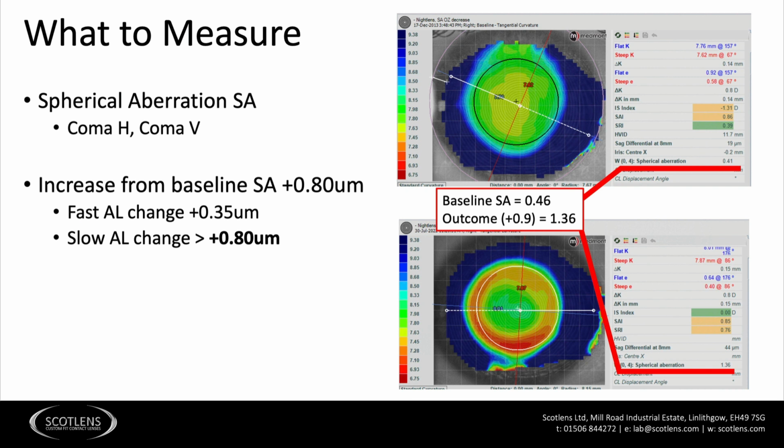And how do we measure this? Well, luckily it's fairly easy to do on most modern topographers. You can either turn this on as an attribute or it'll already display it. You can see that we've got a baseline topography here for a patient, and they have a spherical aberration of 0.46, and then post night lens wear, in the comparison, they have 1.36. So they have a difference of 0.9. So this lens should be eliciting the slower amount of axial elongation for this patient.